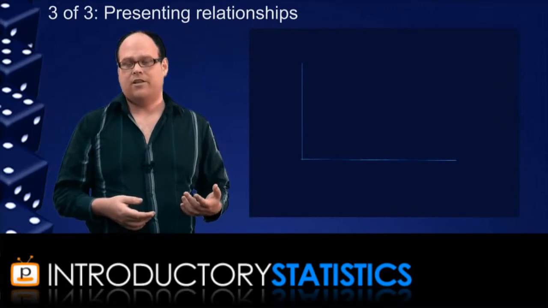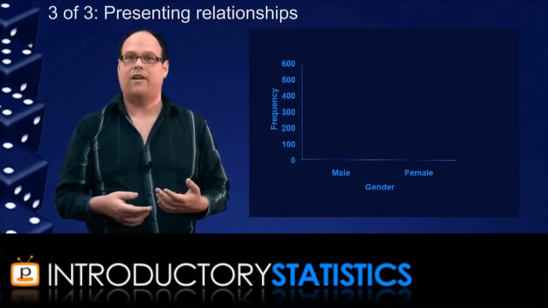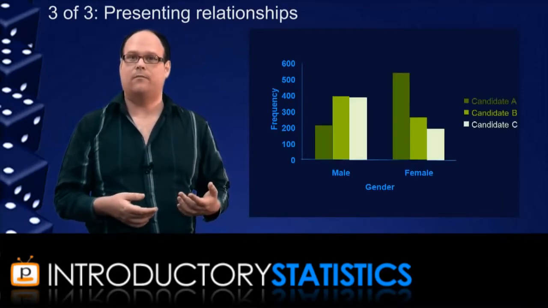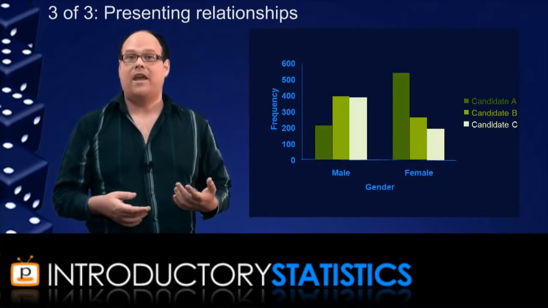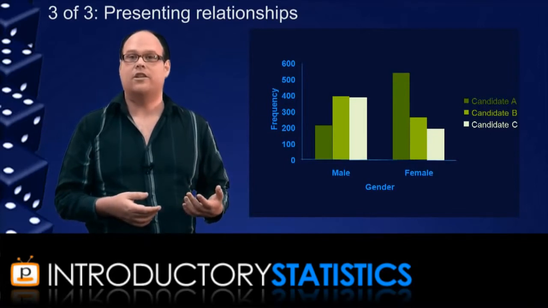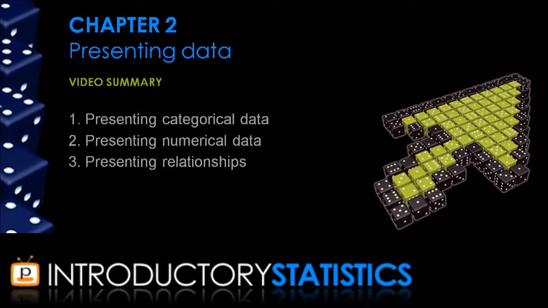Now the side-by-side bar chart is essentially two bar charts in one. The two genders are separated out, and for each gender we present bars to show the relative number of votes that each candidate got in the survey for that gender. And we can compare the bars between the two bar charts. So in this way we can look at the relationship between gender and voter preference. So that was presenting data. The key topics were presenting categorical data, presenting numerical data, and presenting relationships.